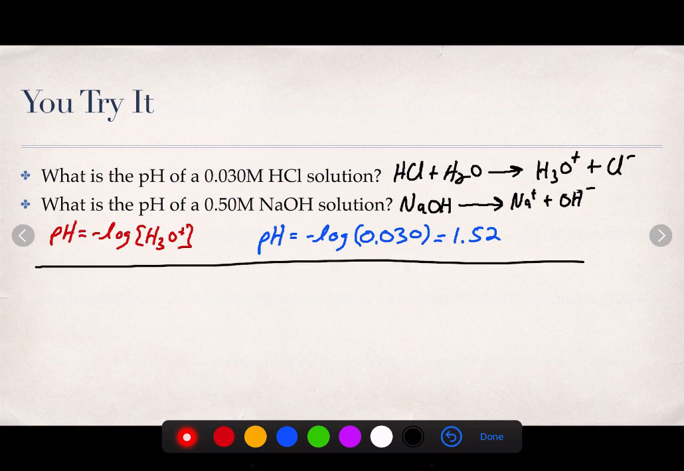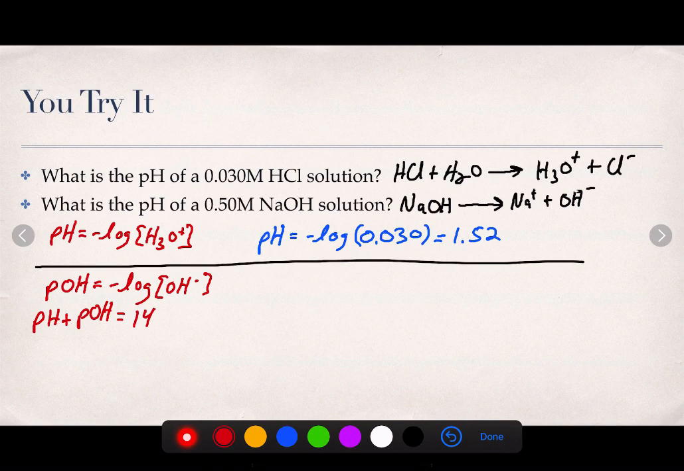The next one's a little bit more difficult because we've got a strong base. And so we're going to use a method using pOH. And here our pOH is equal to the negative log of my hydroxide concentration. So that's pretty normal. But then we're going to use a relationship between pH and pOH, which is that pH plus pOH is equal to 14.